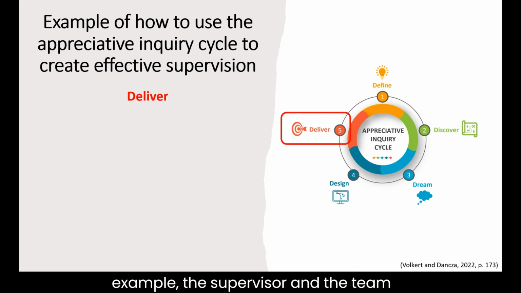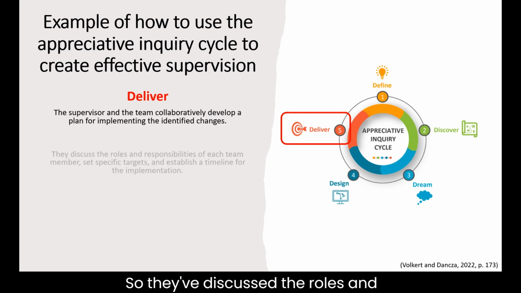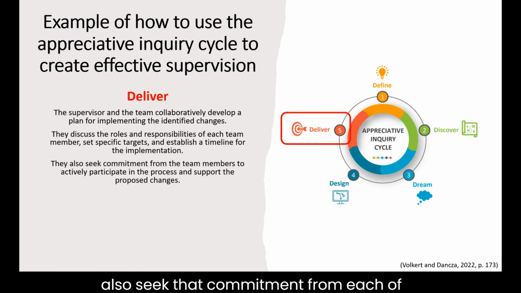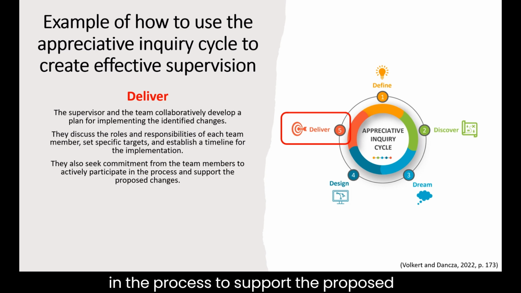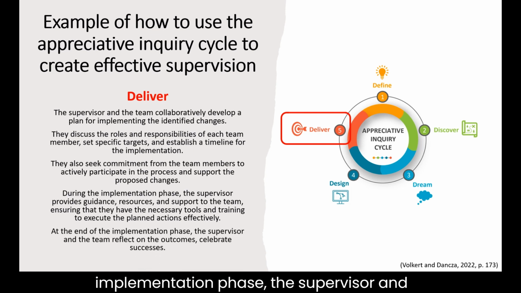So in this example, the supervisor and the team collaboratively develop a plan for implementing the identified changes. So they discuss the roles and responsibilities of the team members and set specific targets, establishing a timeline for the implementation. They also seek that commitment from each of the team members to actively participate in the process to support the proposed changes. So during the implementation phase, the supervisor is still there to provide guidance or resources and supports the team, ensuring they have the necessary tools and training to execute the planned actions effectively. And at the end of the implementation phase, the supervisor and the team reflect on the outcomes and also pause to celebrate the successes of any of those changes that have been made.